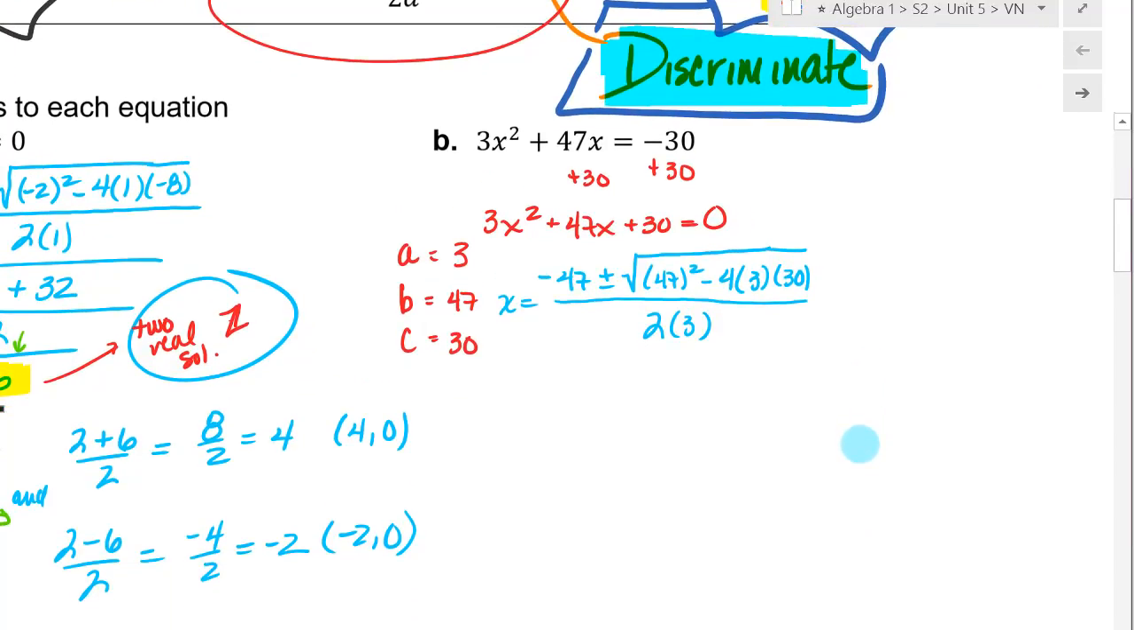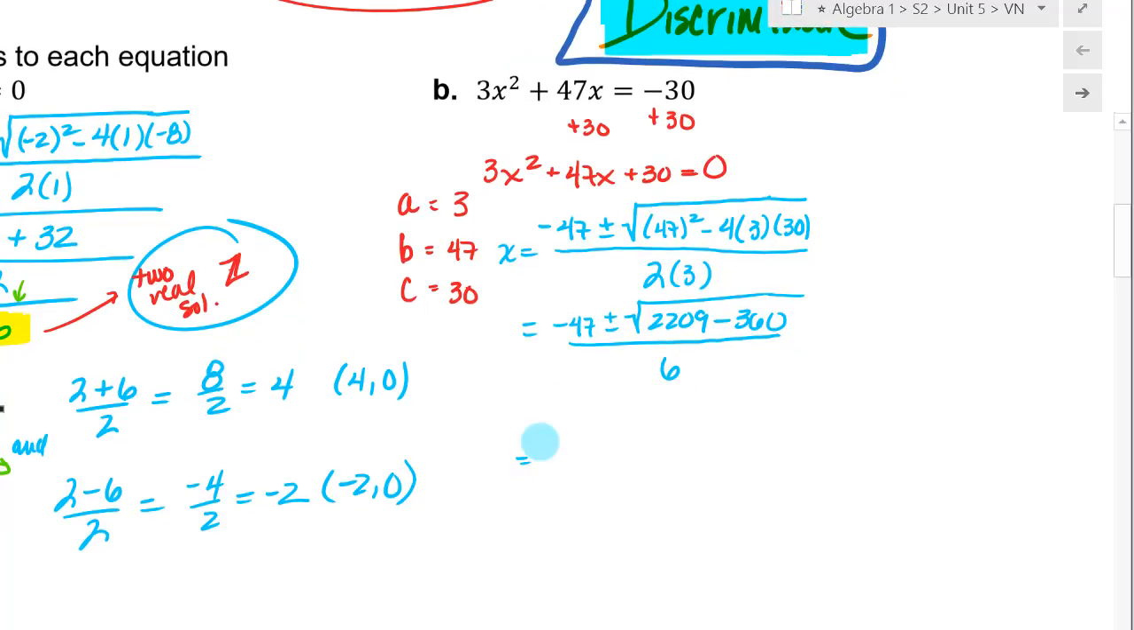They're points, right? Now that we've got that done, let's work slowly through our cleaning up process, our simplification. This negative 47, we're not going to do anything with it at first. It just hangs out because there's no simplification. Under the square root, we square 47 with our calculator and find that it's 2,209. And we have 4 times 3 times 30, which turns out to be a negative because there's only one negative sign, minus 360. We put all of that over 6 because 2 times 3 is 6.